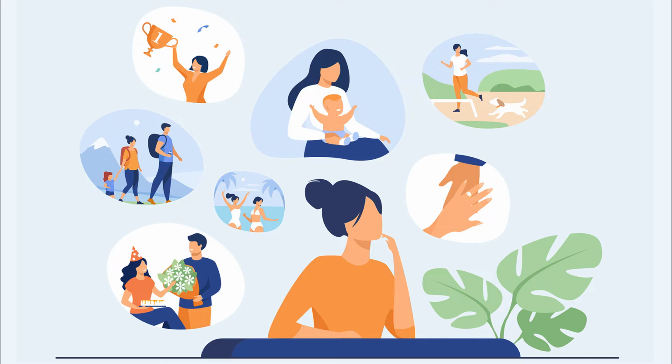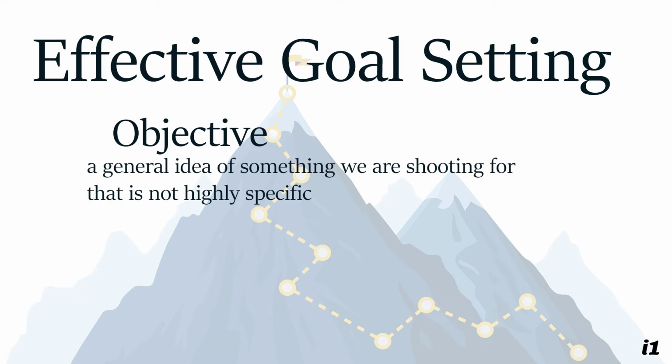So now that we have more clarity about what a vision is, let's clarify what an objective is. An objective is not a goal. It is a general idea of something we're shooting for, but it's usually not highly specific. For instance, an objective might be living in a beautiful place. We all understand in concept what this means, but it is by no means specific enough to aim for or measure. A beautiful place for one person might not be beautiful at all for another.